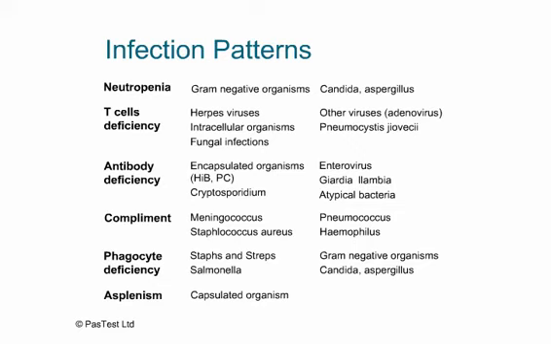And phagocyte deficiency, so subtly different from neutropenia, but very much similar sets of organisms. So these patients are susceptible to gram-negative infections and to fungal infections, but also they seem to be particularly susceptible to staphylococcal and streptococcal infections and salmonella. And then asplenic patients have problems dealing with capsulated organisms.